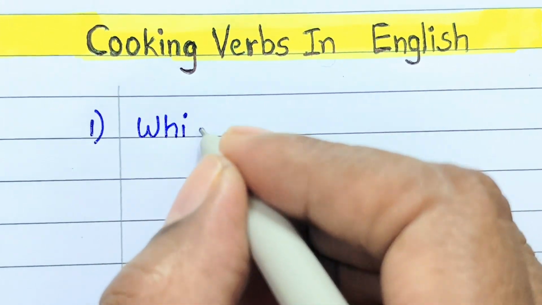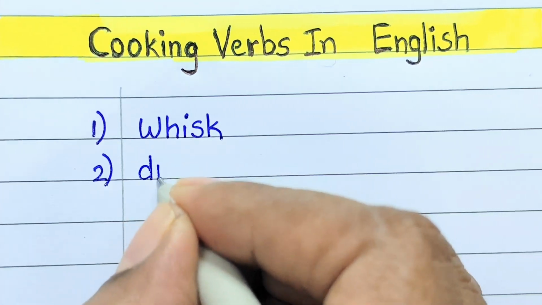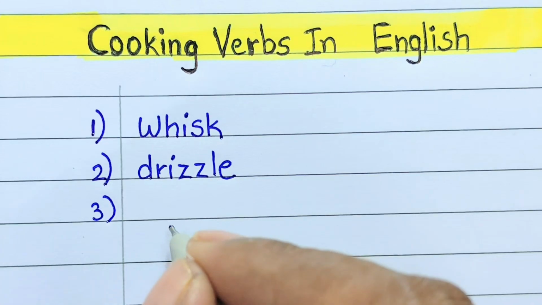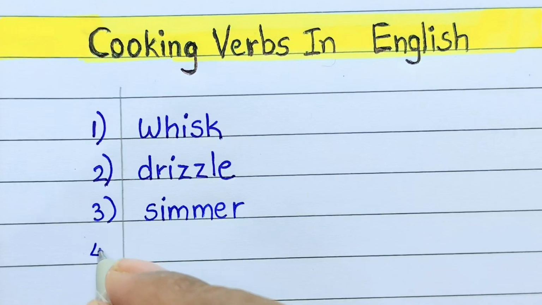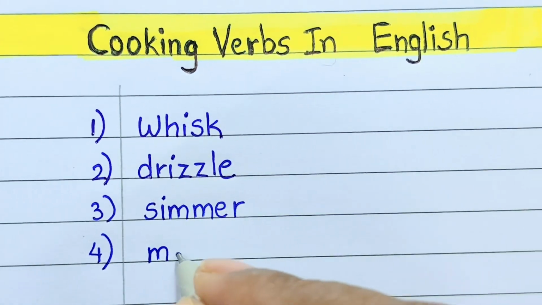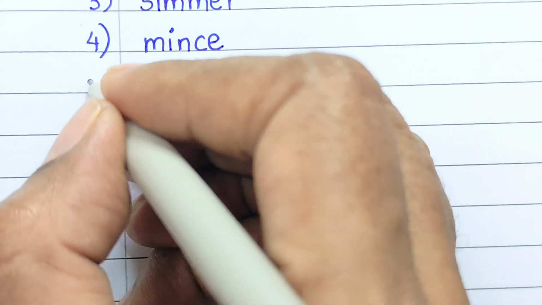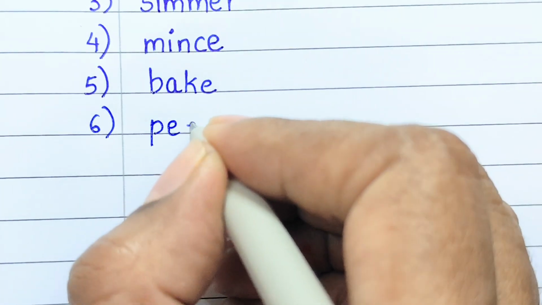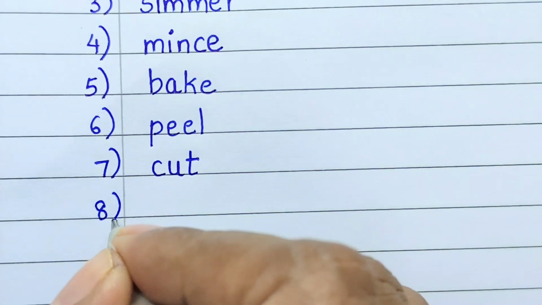1. Whisk. 2. Drizzle. 3. Simmer. 4. Mince. 5. Bake. 6. Peel. 7. Cut. 8.